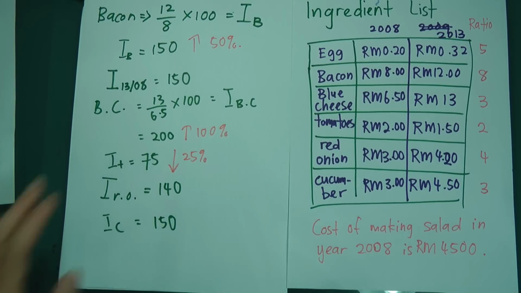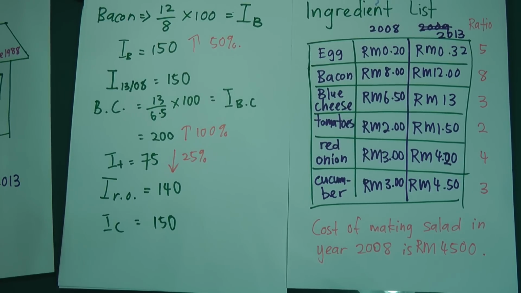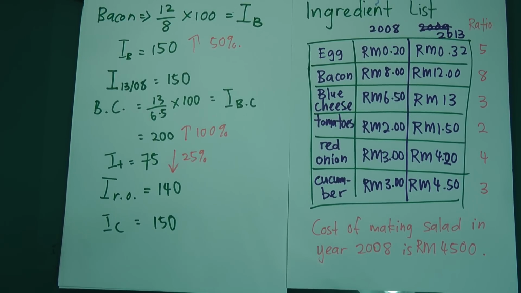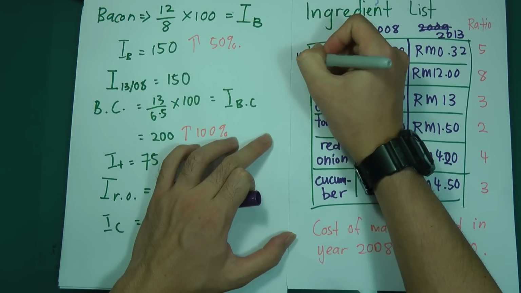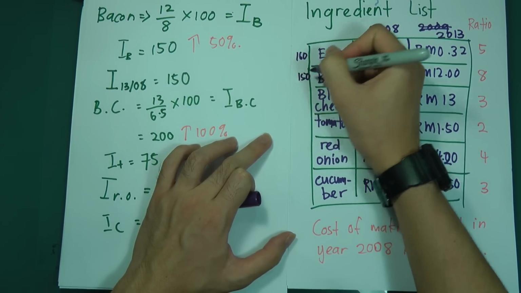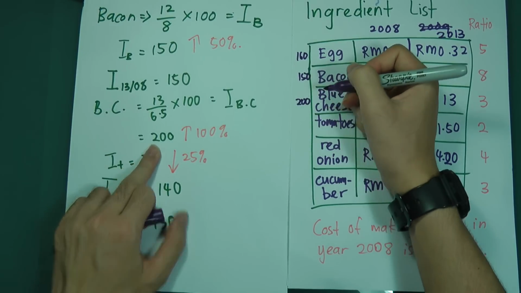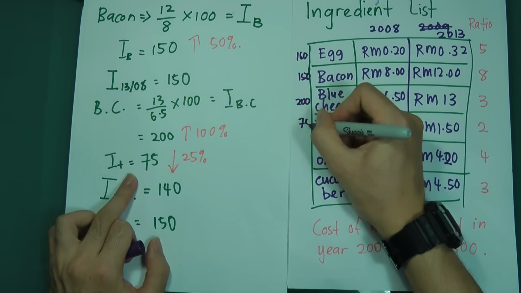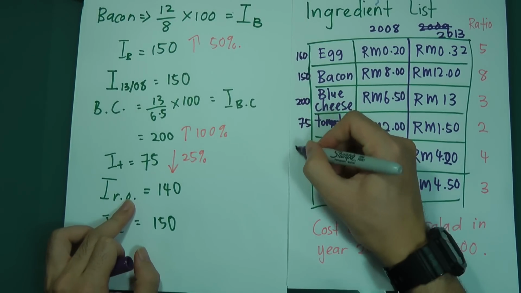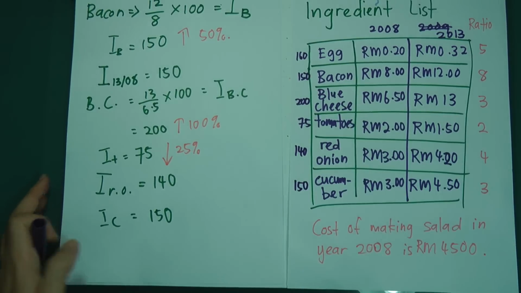Okay. However, now we got all the index numbers already. So I just mark down all the index numbers over here. Index number for egg will be 160. Index number for bacon will be 150. And then index number for blue cheese will be 200. And then index number for tomato will be 75. Index number for red onion is 140. And index number for cucumber is 150. Okay, I just mark down over here. Why do I need to mark down?